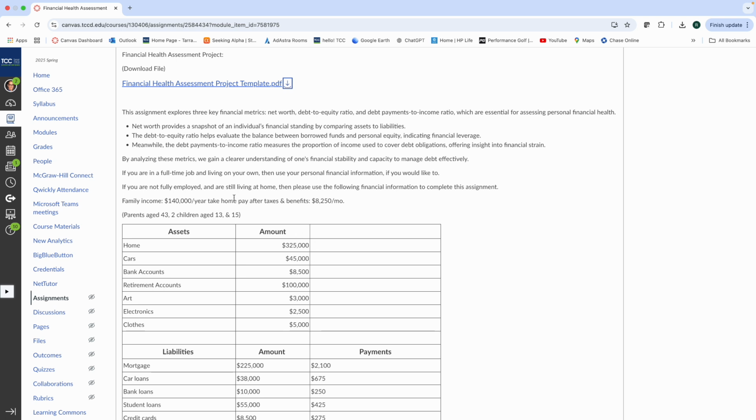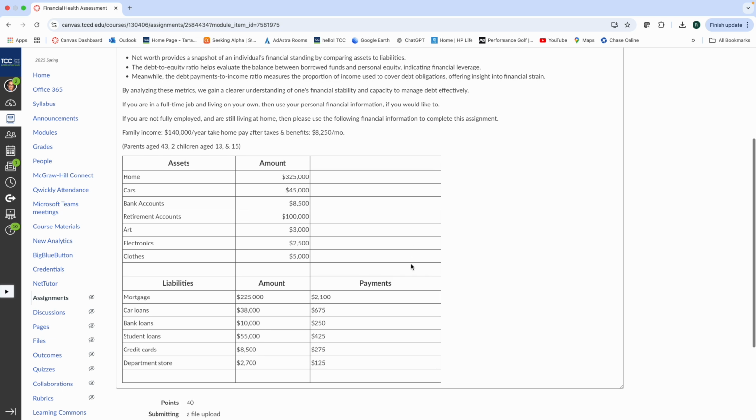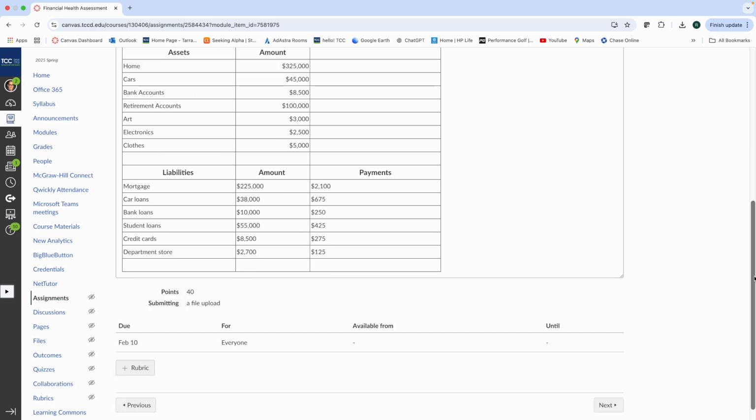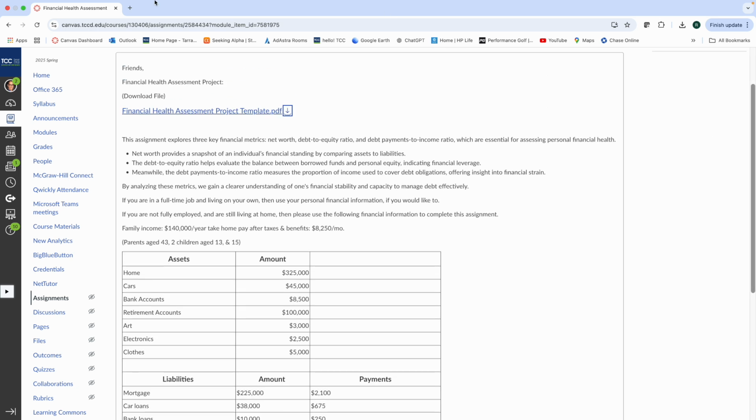So in this case scenario, they have a home of $325,000. That's the worth of it. They have cars at $45,000, bank accounts, retirement account. So these are the assets, which we would always want to look at. And these are our liabilities right in here. We have mortgage, car loans, bank loans, student loans, department store credit cards. Pretty easy example here. Now these are their monthly payments. So with all that information, we can now look at how to actually do a financial health assessment.